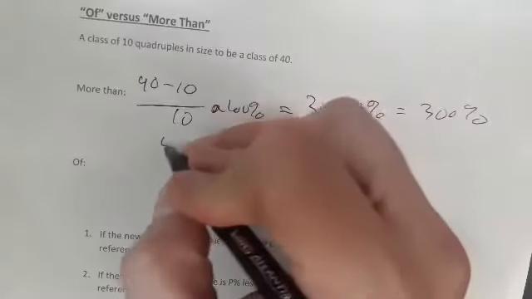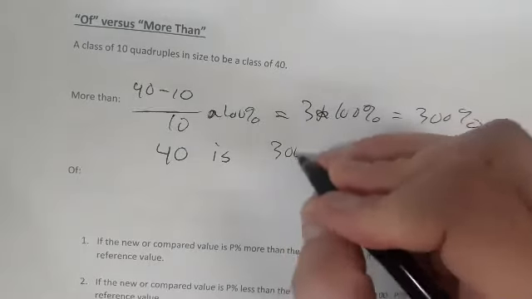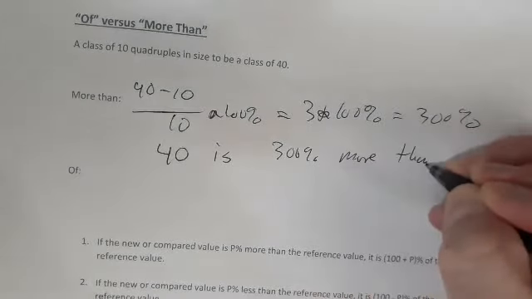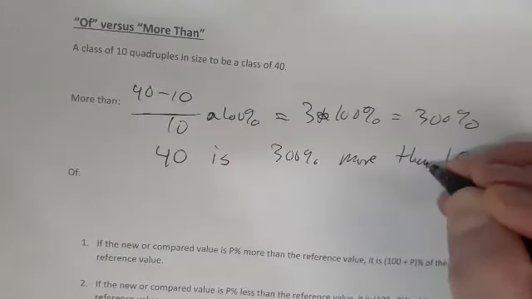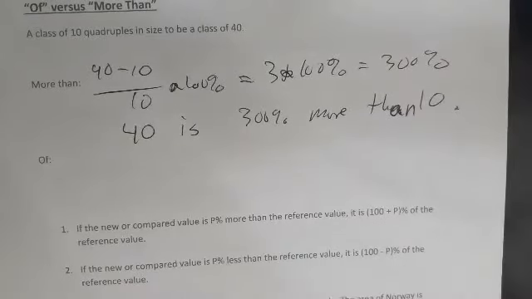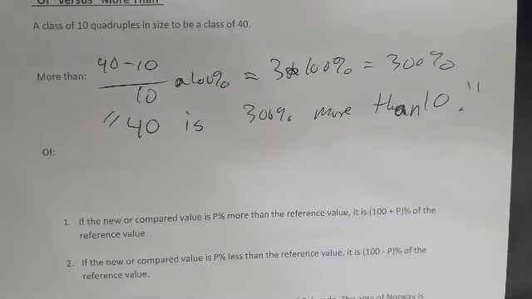And so one of the things I can say is that 40 is 300% more than 10. And "than." Or the new class is 300% more than the old class. Okay.